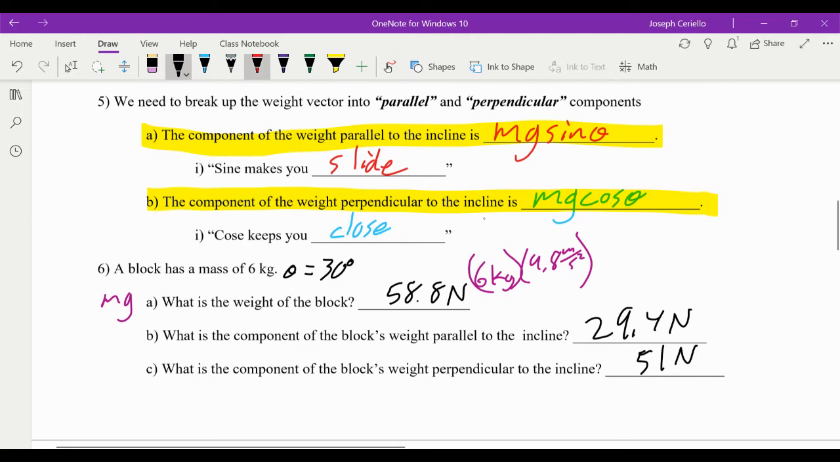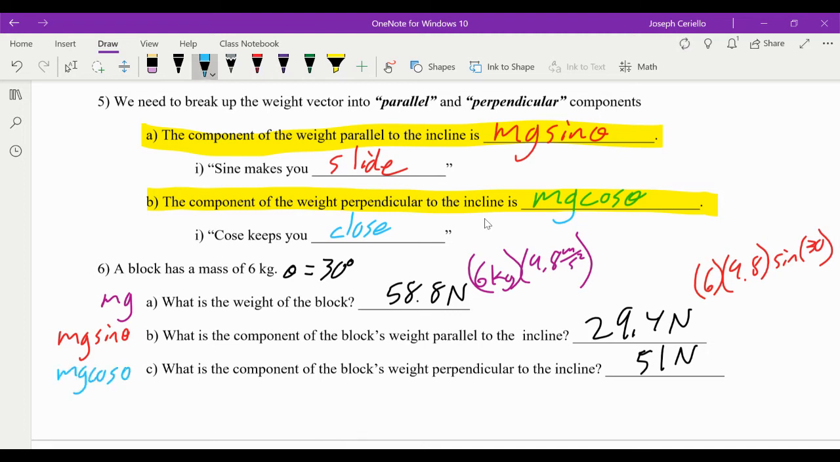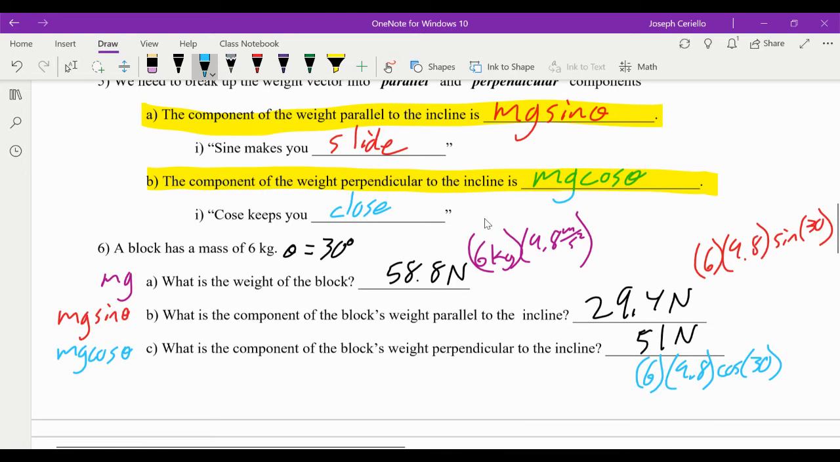All right, the component of the weight parallel, that's mg sine theta. So that's going to be 6 times 9.8 sine of 30. That's 29.4. Perpendicular is mg cosine theta. So that's going to be 6 times 9.8 times cosine of 30, and you get about 51. Make sure your calculator's in degrees mode.